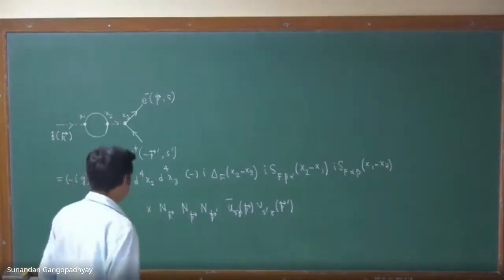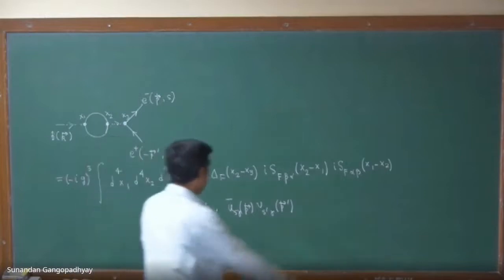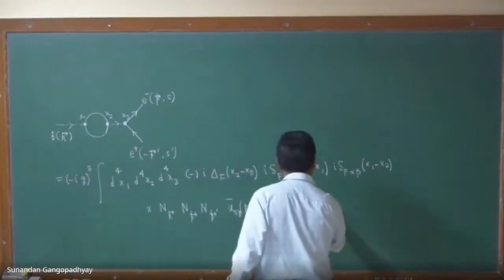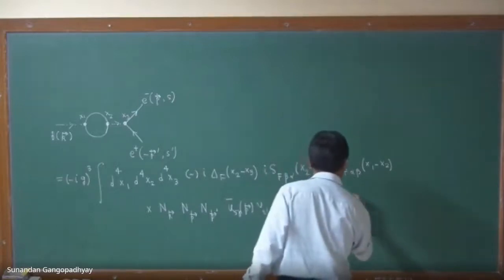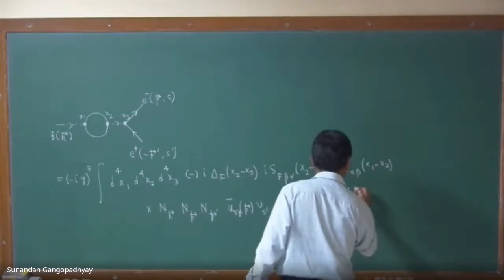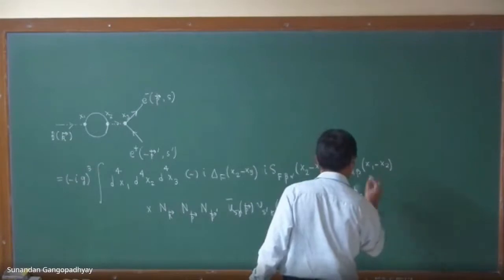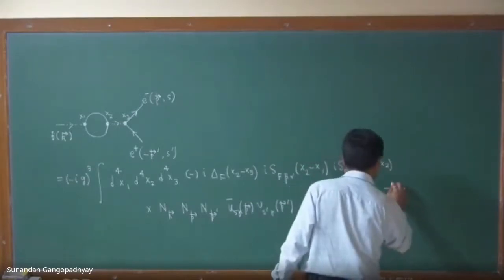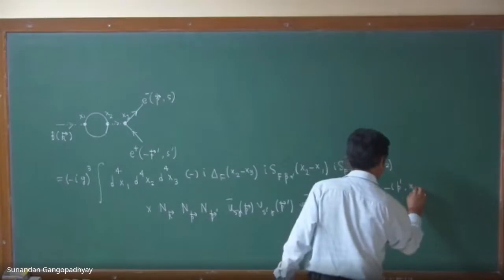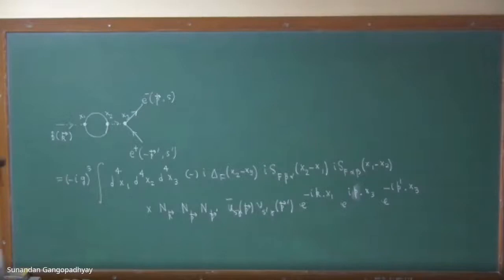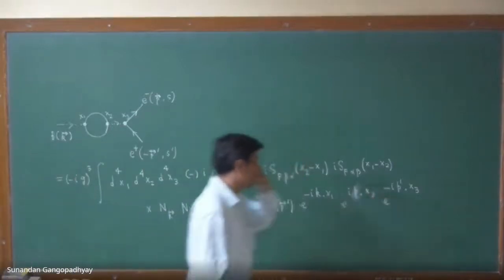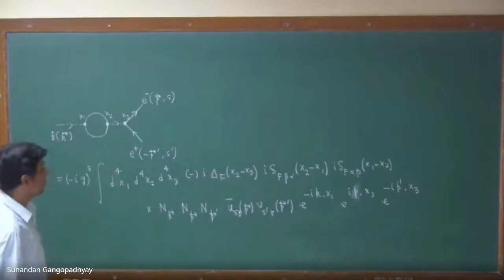So another thing that I missed here, we have these N_k, N_p factors along with these plane wave factors. These exponential factors will also be there. So you're writing the expression of this Feynman diagram in position space.